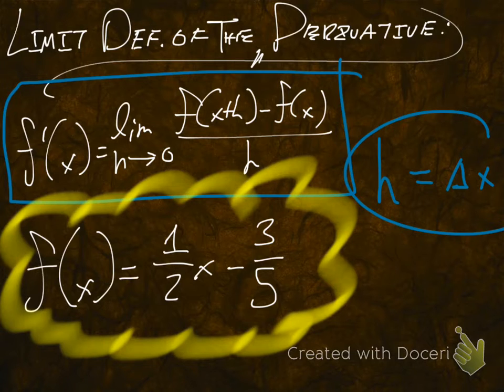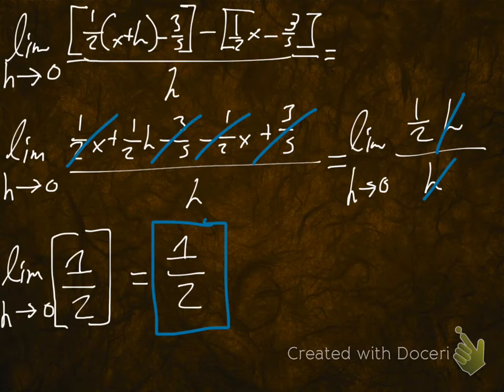So what are we doing here? Well, we did the limit definition of the derivative, and we said, okay, limit as h approaches 0 of 1/2 times x plus h minus 3/5, minus 1/2 x minus 3/5, equals the limit as h approaches 0 of 1/2 x plus 1/2 h minus 3/5 minus 1/2 x plus 3/5. So we were able to cancel a whole bunch of terms, as you can see by the blue mark-throughs there.